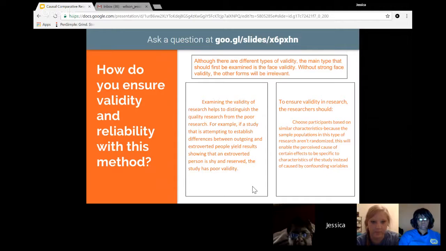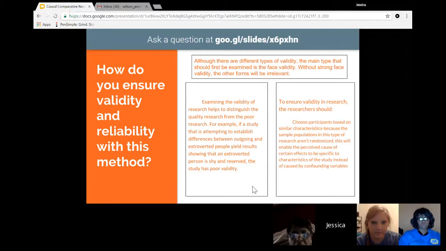So, ways to ensure validity. Although there are different types of validity, the main type that should first be examined is face validity. Without strong face validity, the other forms would be irrelevant. Examining the validity of research helps to distinguish quality research from poor research.